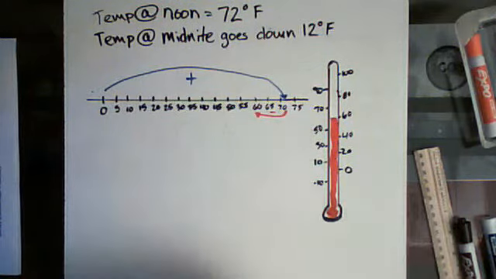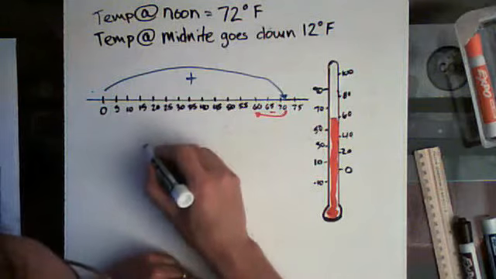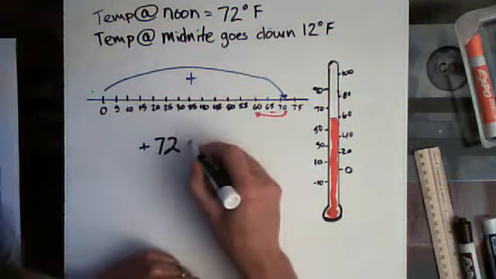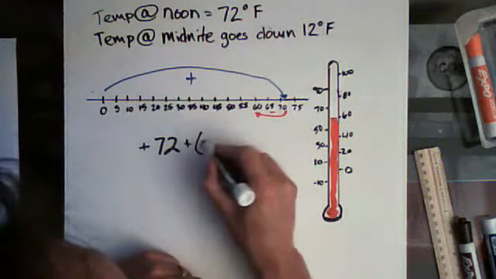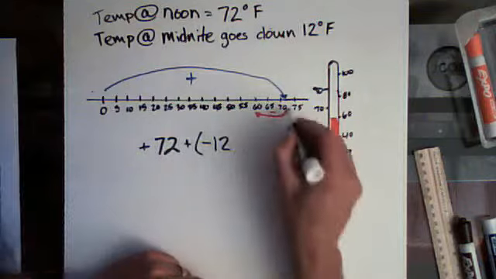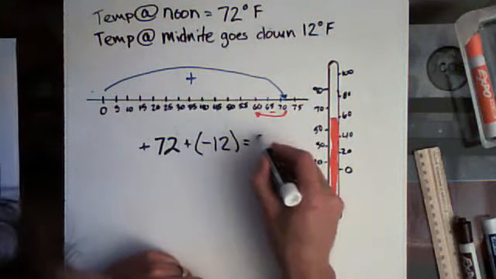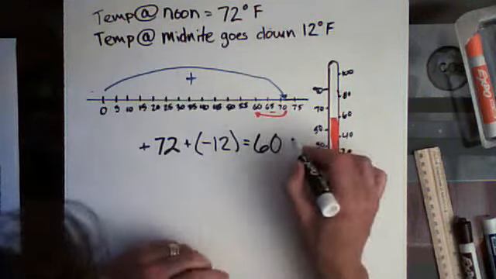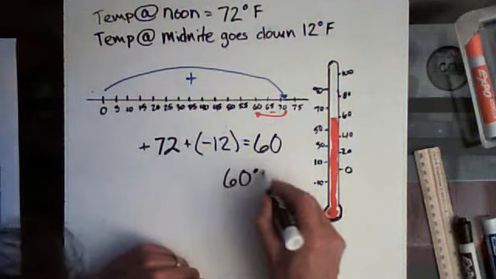We can represent this with a number sentence by saying plus 72 plus negative 12 for going backwards is going to equal 60. And it comes out as 60 on the number line. The answer would be 60 degrees Fahrenheit.